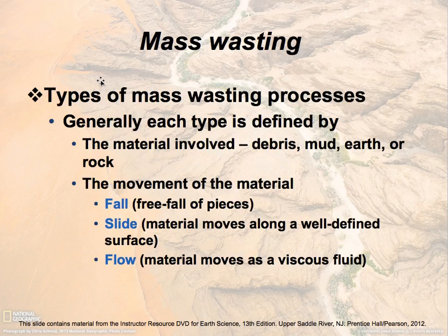We often think of them as catastrophic, but there are some very slow mass wasting events or mass wasting types. Generally, types of mass wasting are defined by the material as well as the type of movement, whether it's a fall, that is pieces literally falling through the sky from one source to the place where they come to rest, a slide moving along a well-defined surface, or a flow moving as a viscous fluid, which can happen very slowly or quickly.